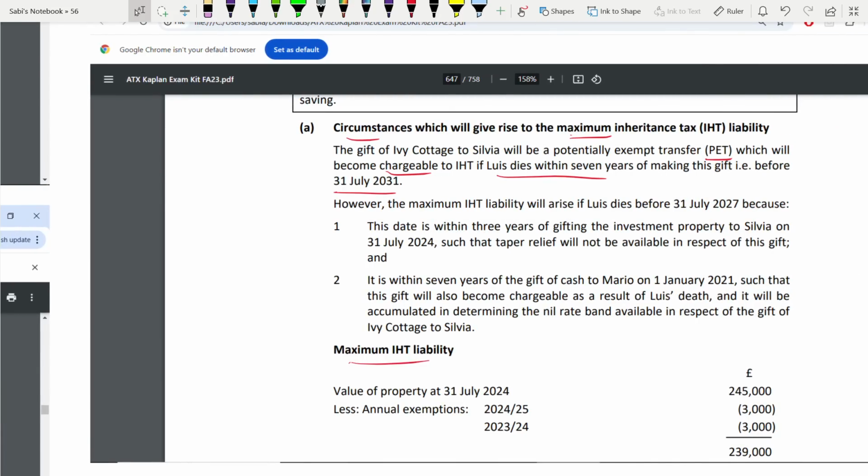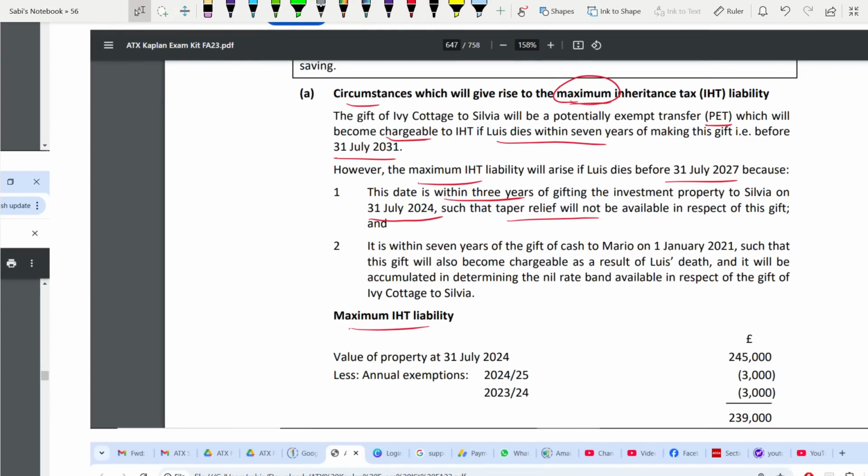So the maximum, even before 7 years, the worst case scenario is if he dies within 3 years, less than 3 years from the date of gift, that is 31st July 2024. Then there is no taper relief available to reduce your IHT further. Because the question is maximum IHT, you have to always assume no taper relief. That means he is to not die within 3 years and not die within 7 years also, so that it's not a PET, it becomes chargeable.